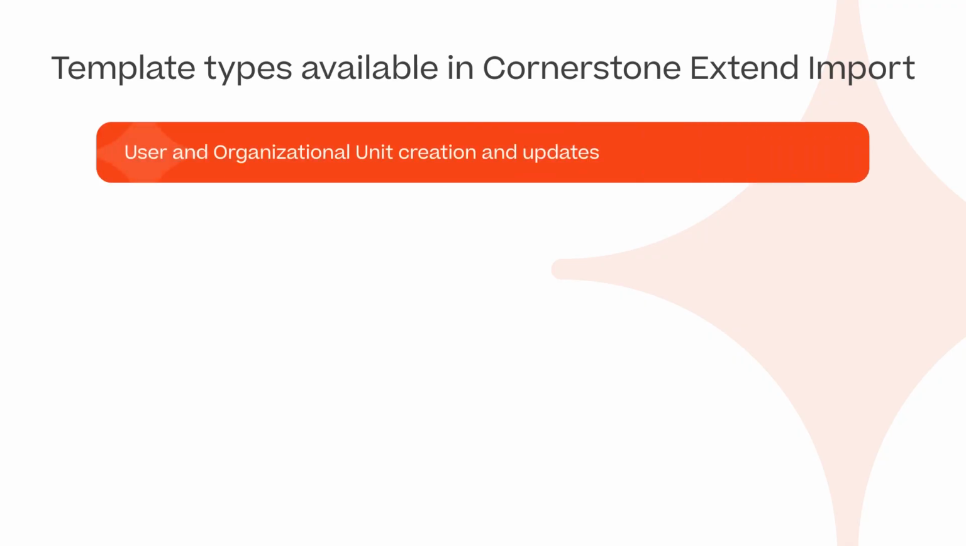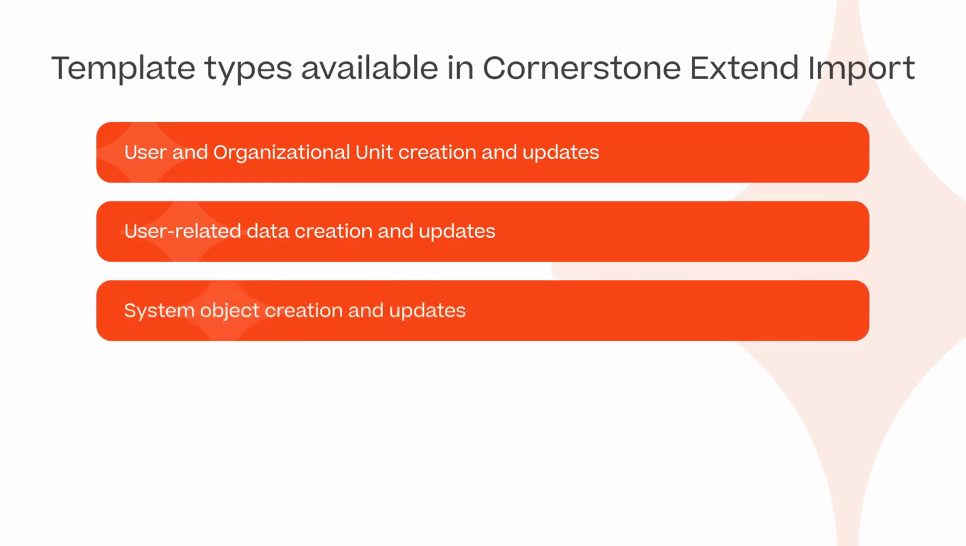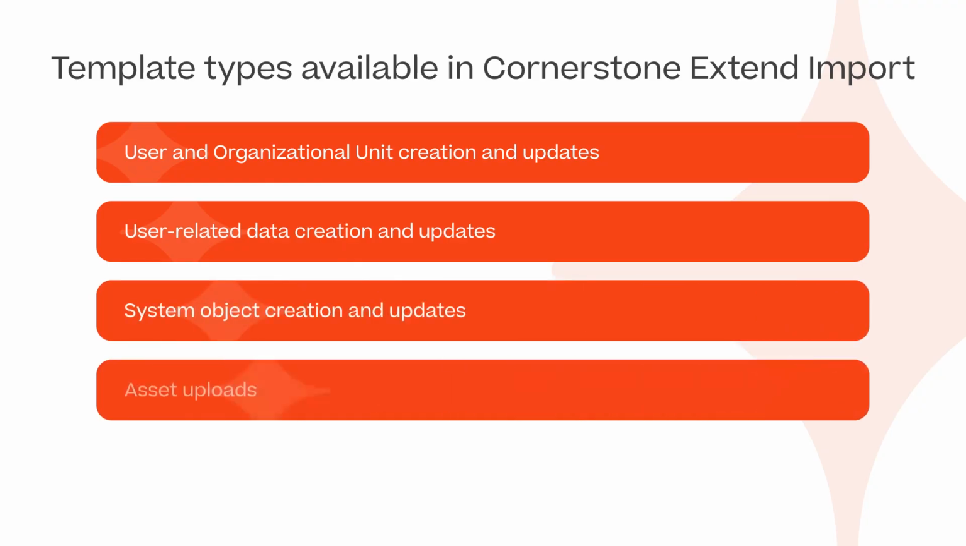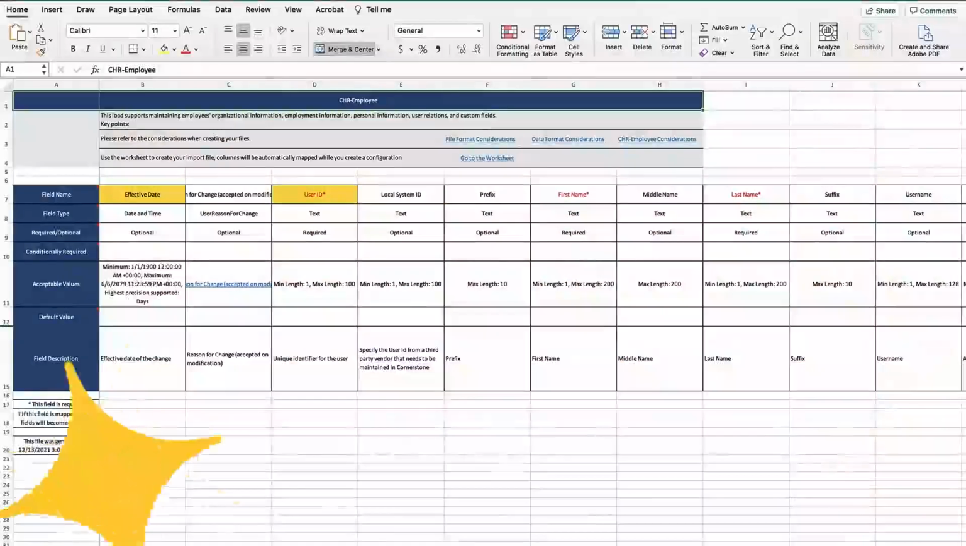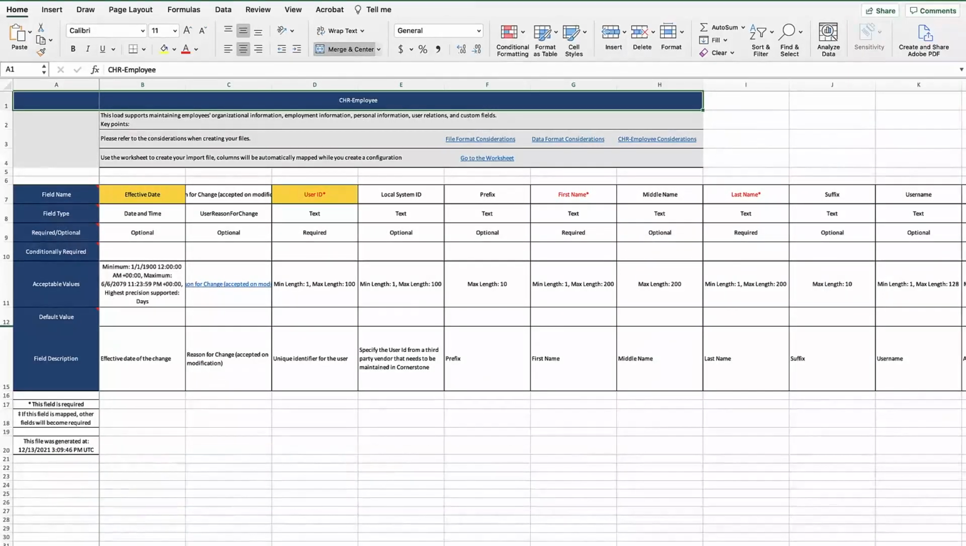There are 4 broad use cases for the template types available in import: user and organizational unit creation and updates, user-related creation and updates, system object creation and updates, and asset uploads. The employee and organizational unit data files can be used to create, update, or inactivate employee users or OUs. Different templates exist for each OU type in your portal, with the exception of groups.